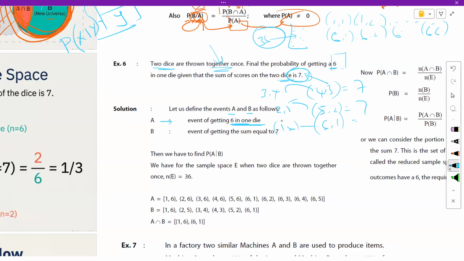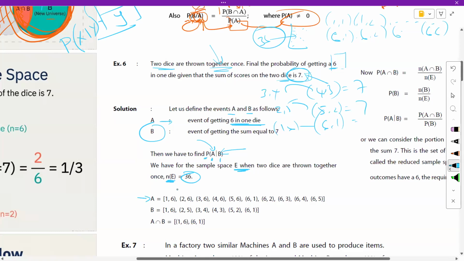So if we define these outcomes as the sample space B, event B, then we have to find the probability of A given B. So condition B, right? We have to find the probability of A. We have the sample space E, where two dice are thrown together once. The number of elements in the sample space E is 36. You know that one.